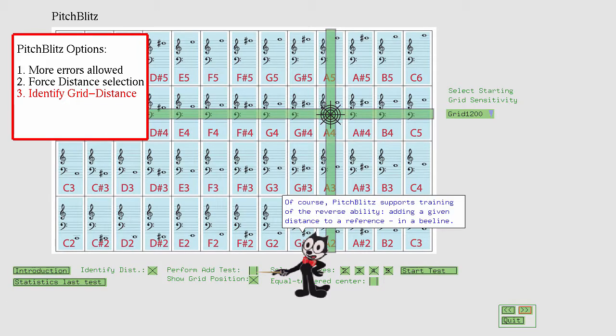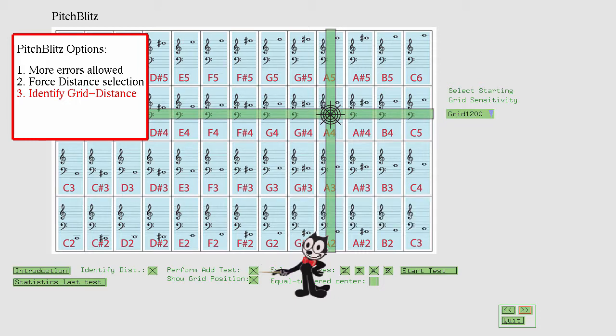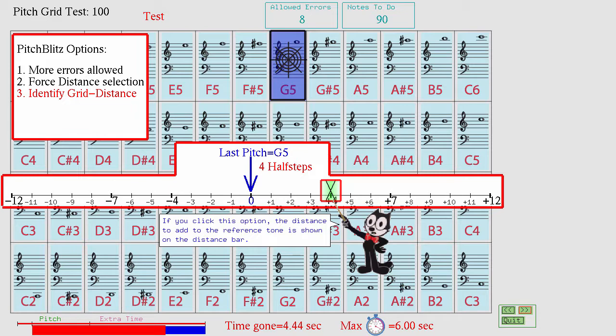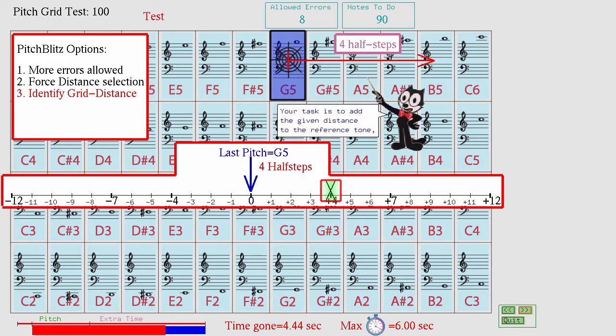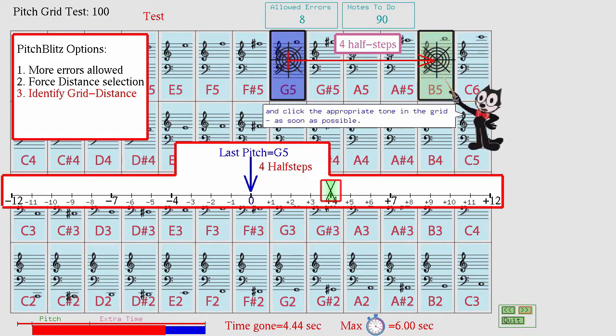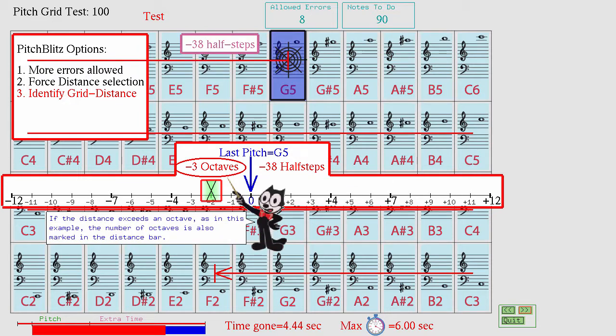Of course, Pitch Blitz supports training of the reversibility, adding a given distance to a reference in a beeline. If you click this option, the distance to add to the reference tone is shown on the distance bar. As a hint that you're doing the add distance exercise, the color of the frame is red. Your task is to add the given distance to the reference tone, and click the appropriate tone in the grid as soon as possible. If the distance exceeds an octave, as in this example, the number of octaves is also marked in the distance bar.